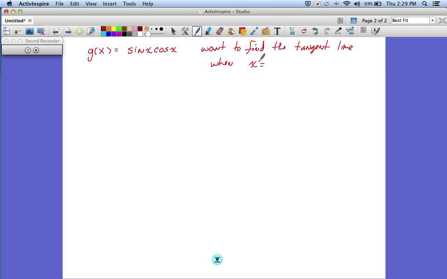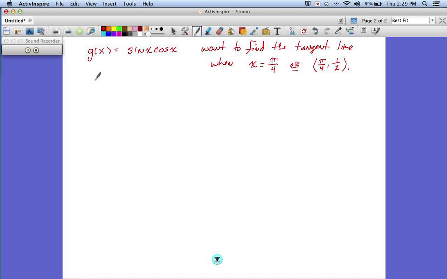What is pi over 4 going to do for us? That looks like it'll be kind of nice. Okay, when x equals pi over 4, or, you know, I could have said, at the point pi over 4, comma, I believe that would be a 1/2, right? Because that's root 2 over 2 times root 2 over 2, which is 2 over 4, which is 1/2.